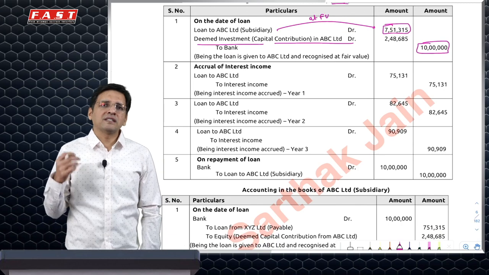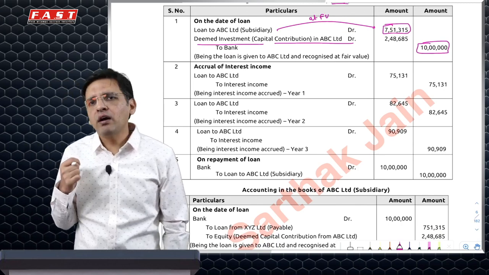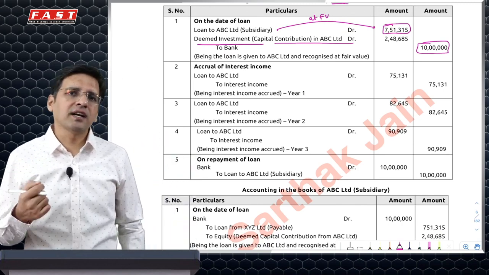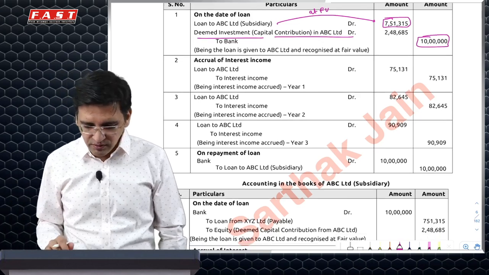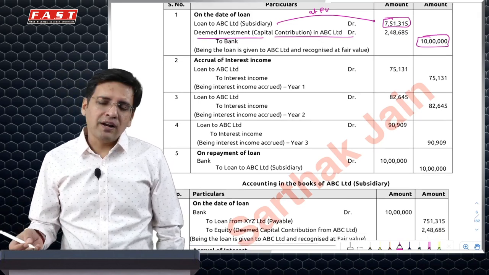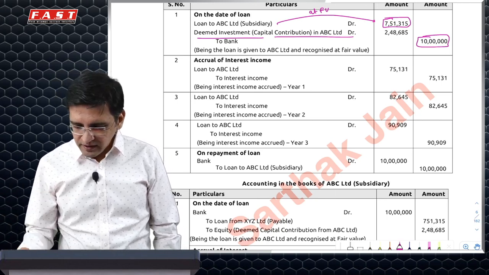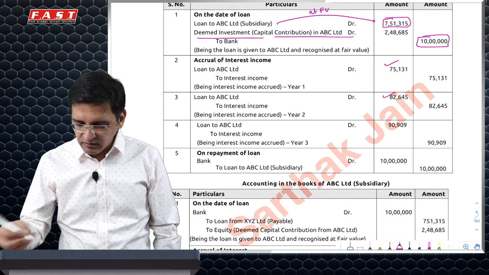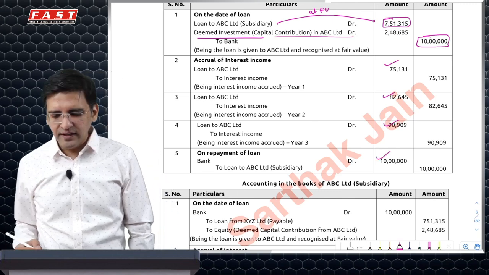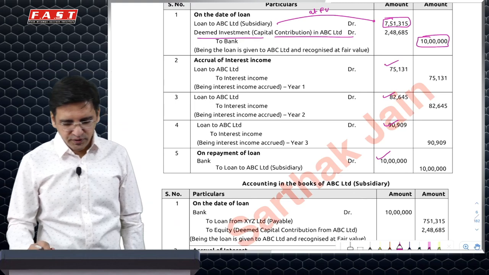What is more important is if you want to be on the safer side, just try to match even the account names with what the institute has used. Then you will have to recognize interest income at the rate of 10% for every year using compounding effect. So this would be 75131, and then on the total value this, and finally 10 lakh rupees is what you will receive after 3 years.